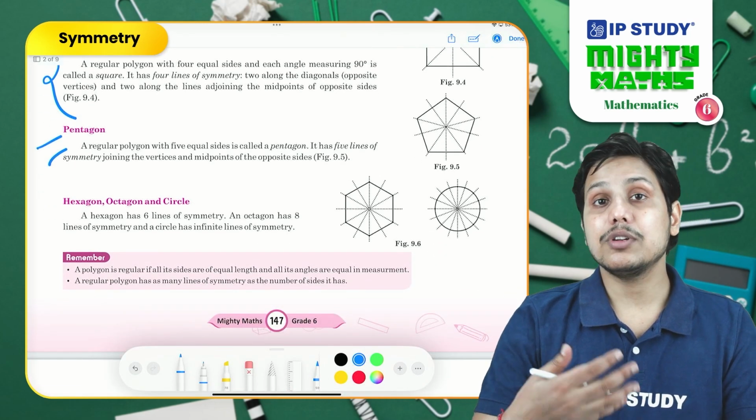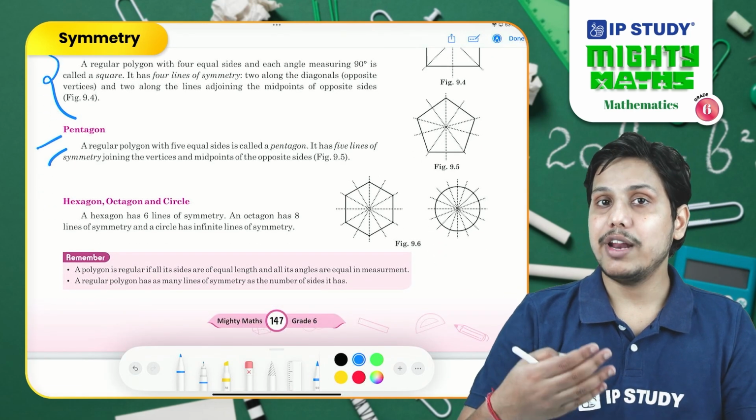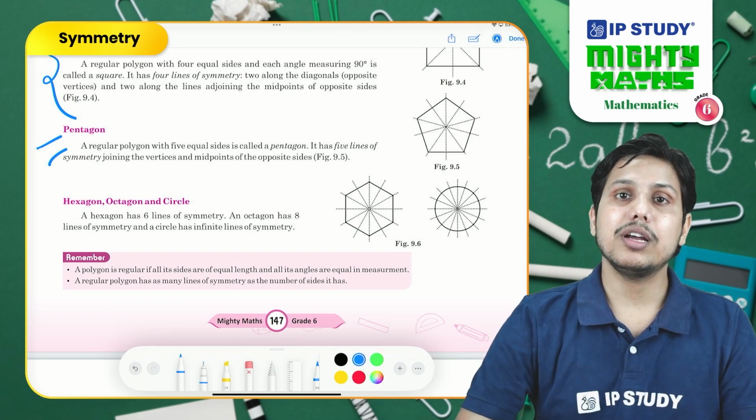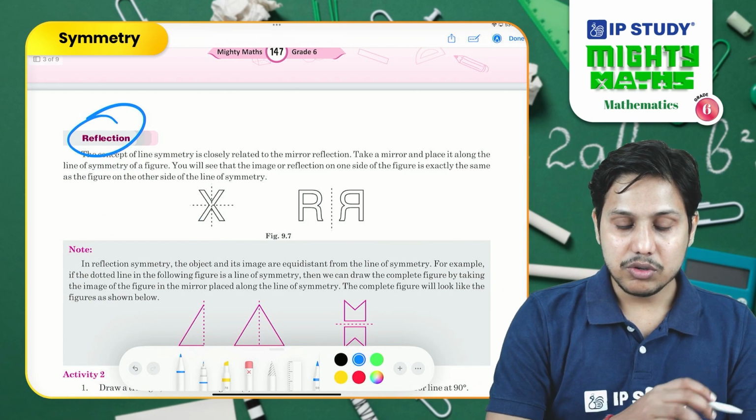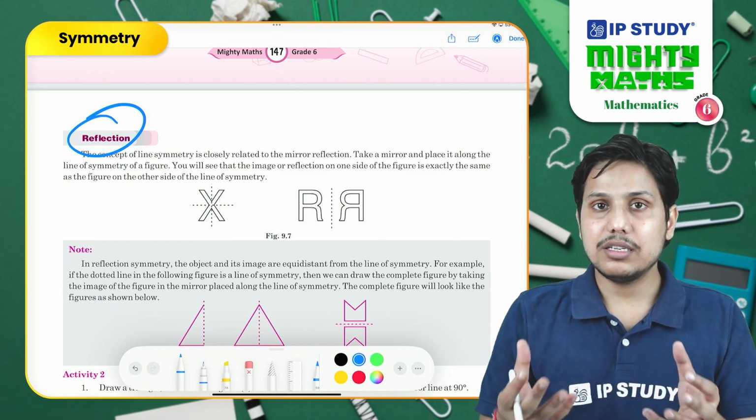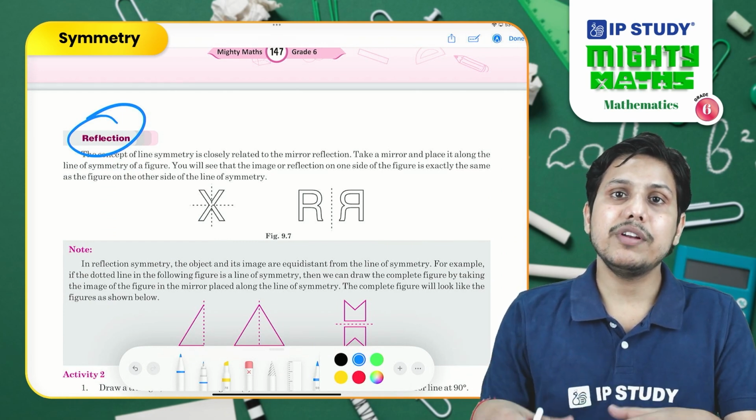Similarly, can you guess for the hexagon and octagon? Yes, for hexagon it is 6 and for octagon it is 8. Now next is reflection. So the symmetry that we are understanding is quite similar to reflection of figures.